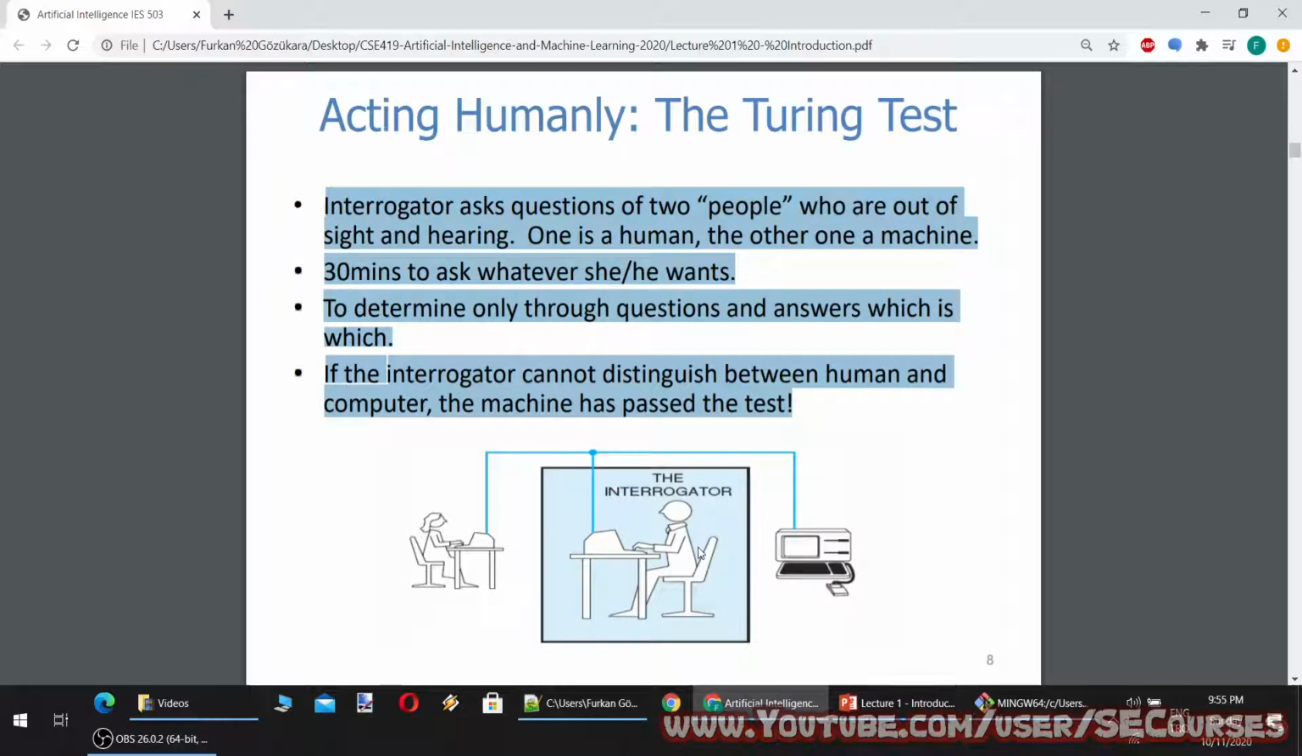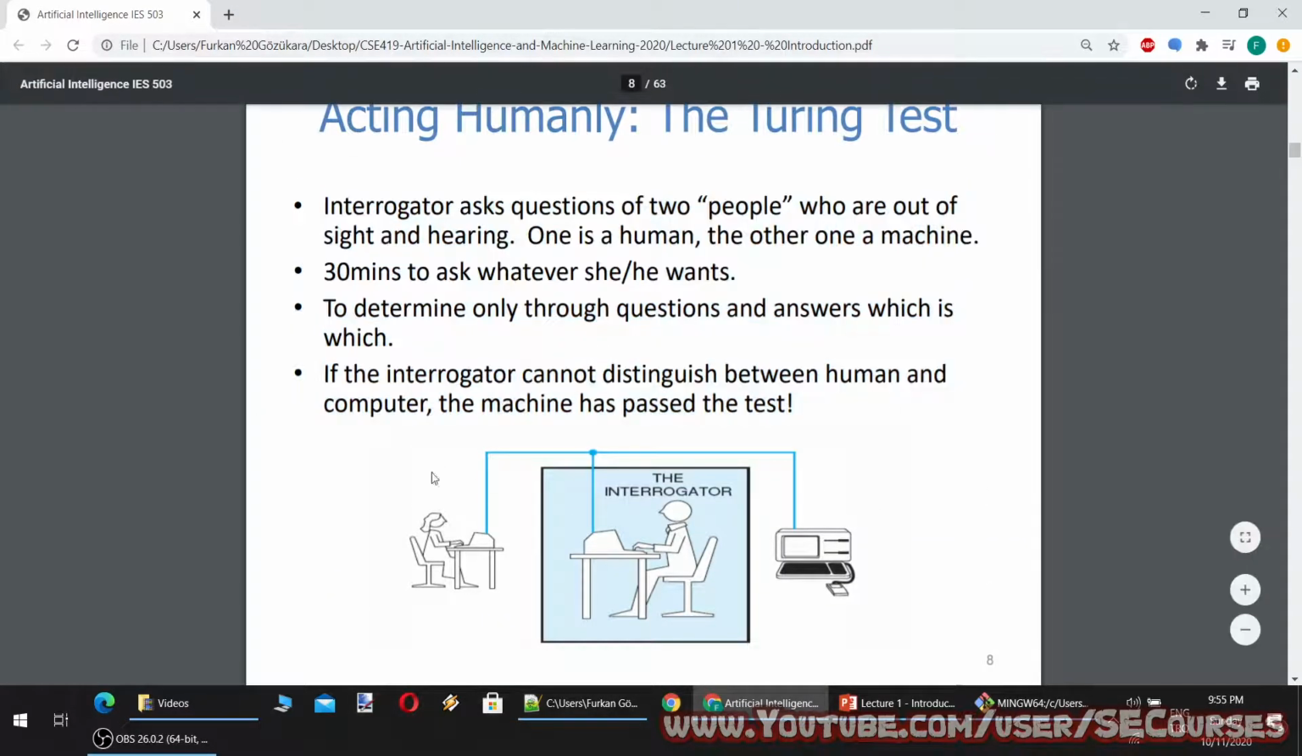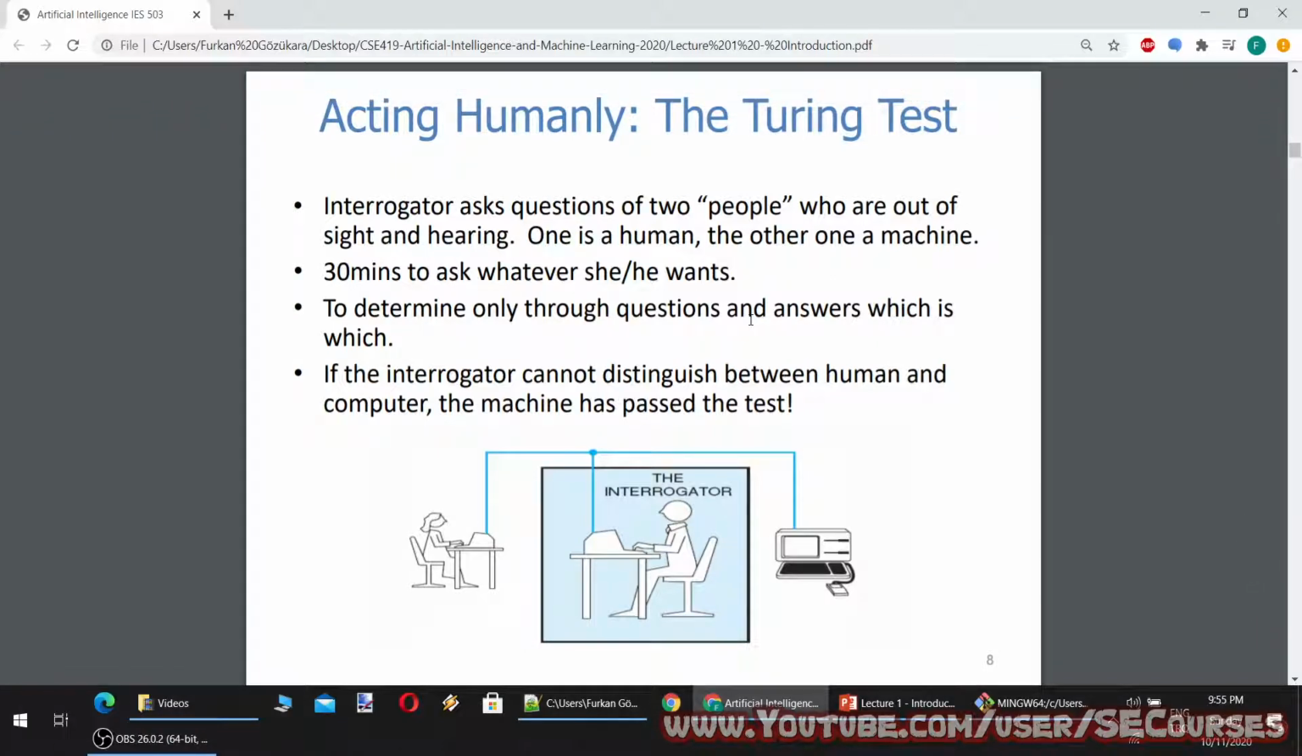The interrogator asks questions of two people who are out of sight and hearing. One is a human, the other one a machine. 30 minutes to ask whatever he wants, to determine only through questions and answers which is which. If the interrogator cannot distinguish between human and computer, the machine has passed the test. Currently, I think this is still not possible. You can ask such questions to determine which side is human or computer.